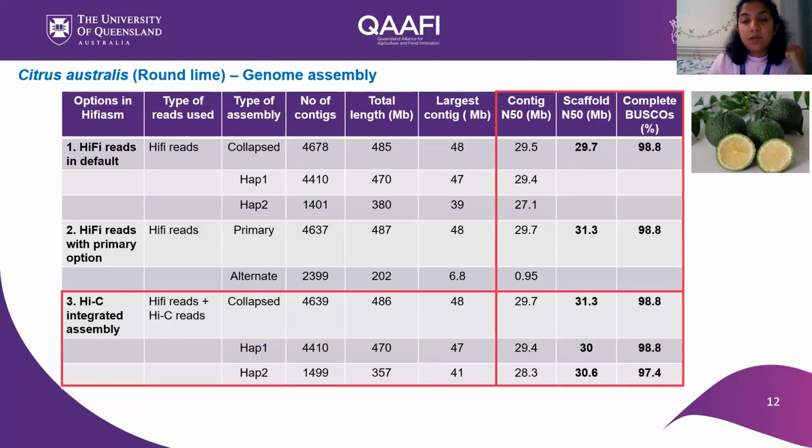So most of the time, the higher the N50, the better the contiguity of the genome, but it's not always true, because sometimes we can have higher N50s for genomes which are misassembled or wrongly assembled. Therefore, it's not the only factor to consider how good a genome is. So we need to look more deeply. We selected this mode to go for the scaffolding, and the scaffolded assembly has an N50 of 31.3 megabases and 98.8% complete BUSCO scores for the collapsed genome. And the 2 haplotypes are also good in terms of N50s and complete BUSCO scores.